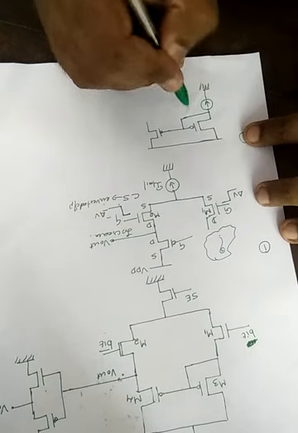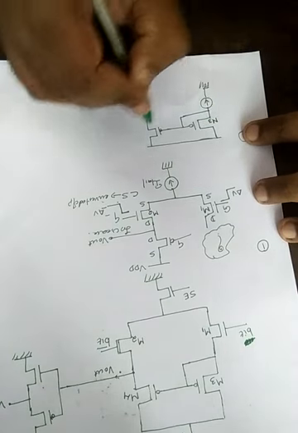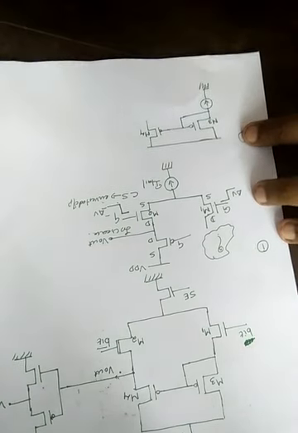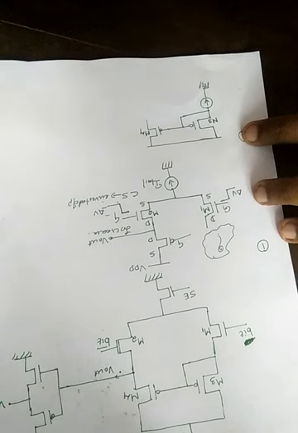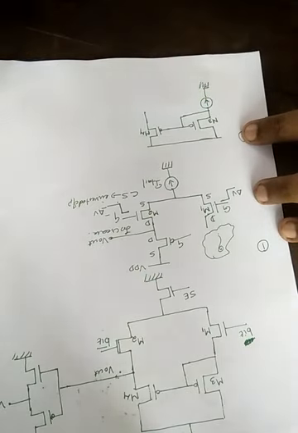So this one, I am going to label these transistors as M3 and M4 itself. Are any of you familiar with this current mirror? A current mirror is nothing but a circuit that is used to copy the current.